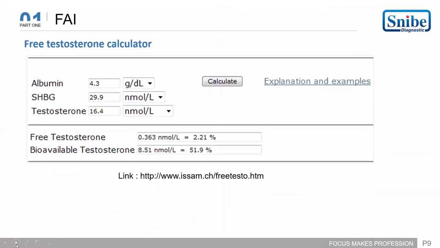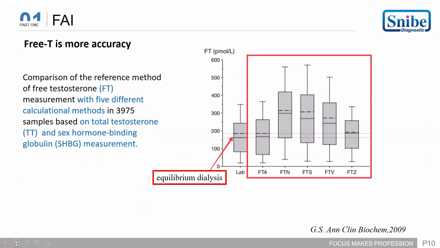Then we have to go for a free testosterone calculation. For this purpose, we need values like albumin, SHBG, and testosterone. On the basis of these three values, we can calculate the free testosterone and the bioavailable testosterone levels through this formula. These are available on the internet, so anybody can use this formula, or they can put the formula in the instrument. Then on the basis of these values, they can calculate the results.